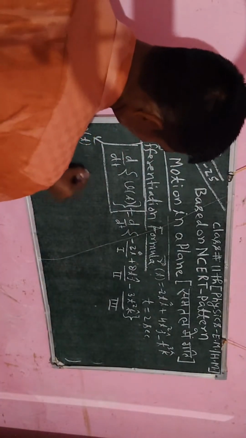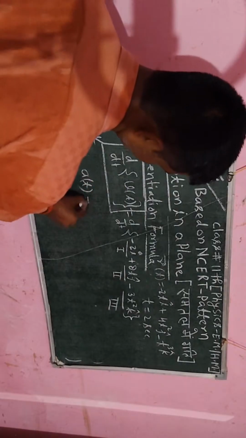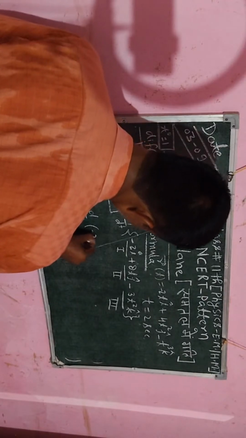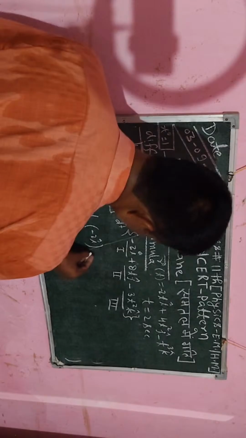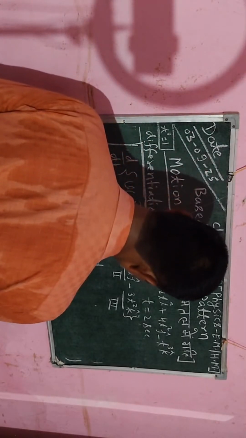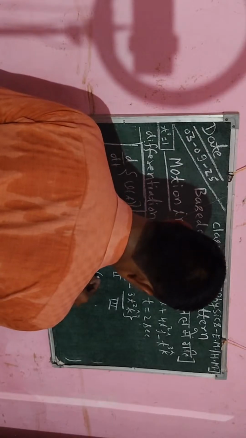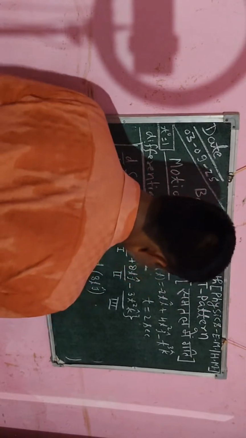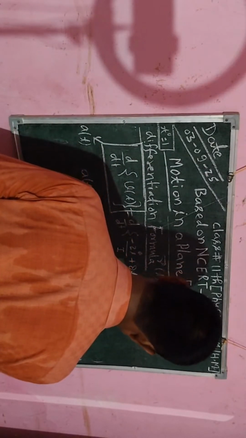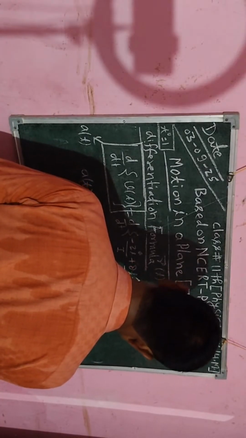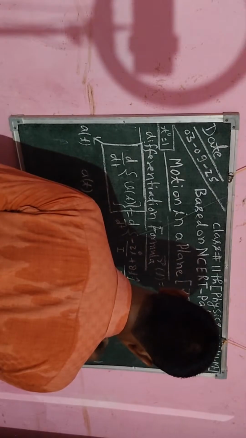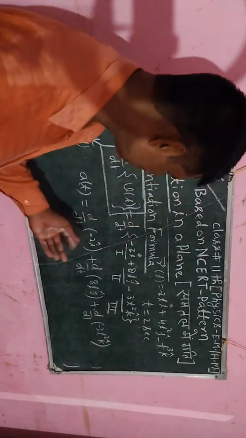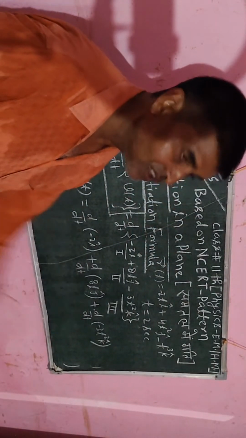So further I will erase the data, and later I will simplify it to reach the destination. On the left hand side I will write a of t. I will multiply d/dt with each term. In the bracket I will write -2 i cap, and then d/dt of 8t vector j cap, and then plus d/dt of -3t square vector k cap. So this is the first term, this is the second term, and this is the third term.